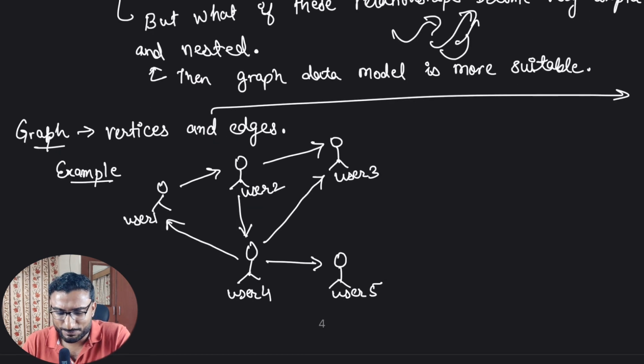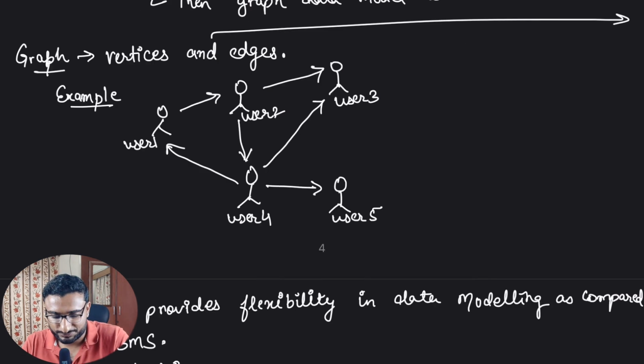This is just one example of how complex it could get. Let's say user 1 is connected to user 2, then user 2 is connected to user 3, and probably user 2 is connected to user 4 as well, then user 4 is connected to user 1. So they are kind of interlinked. We don't know the specific relations, but they are very complex relations.